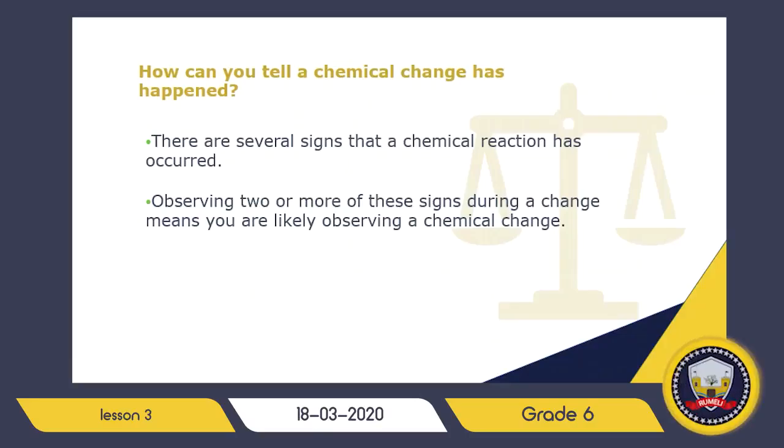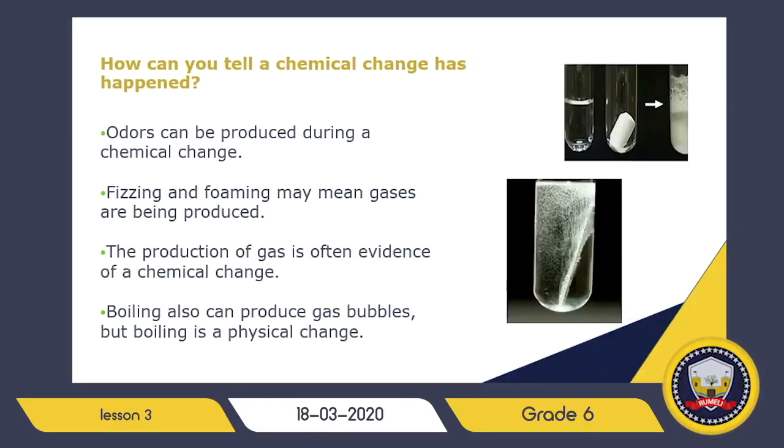So, how can you tell a chemical change has happened? There are several signs that a chemical reaction has occurred. Observing two or more of these signs during a change means you are likely observing a chemical change. So now let us discuss a little about the signs that we can observe during the chemical change.